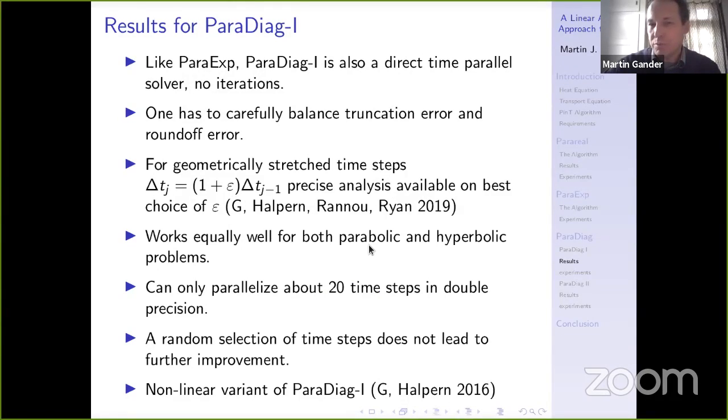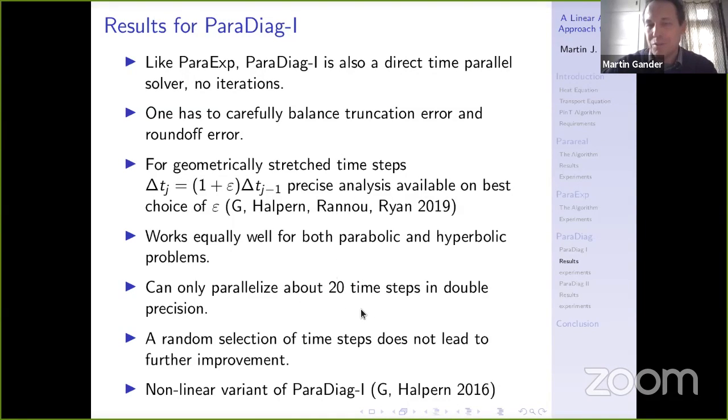This method works well for parabolic and hyperbolic problems, but the analysis shows that you cannot do an arbitrary number of time steps. You can do about 20 time steps. If you want to do more than 20 time steps, even if you balance this in the best possible way, round-off error in double precision will destroy the algorithm. We had a very interesting suggestion by Nick Higham to look at random time steps, which Bart and I both tried, and somehow this seems to be really a hard bound.